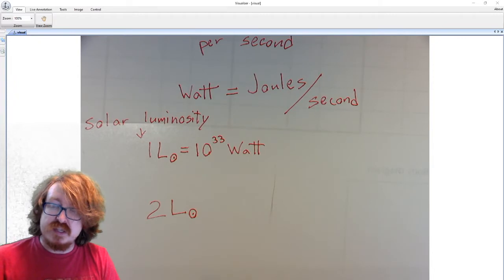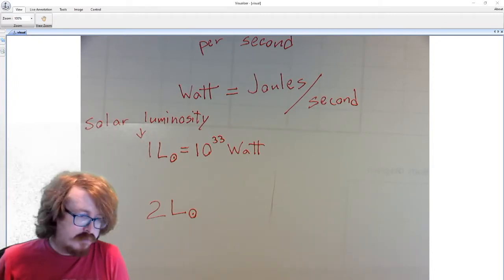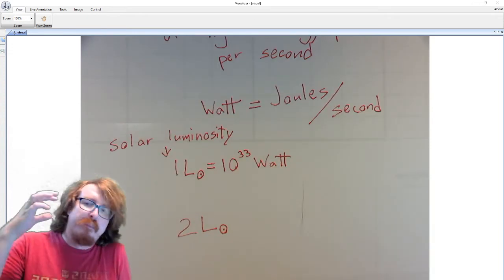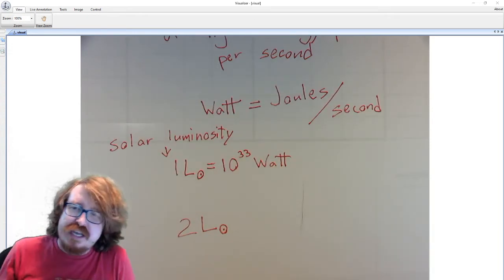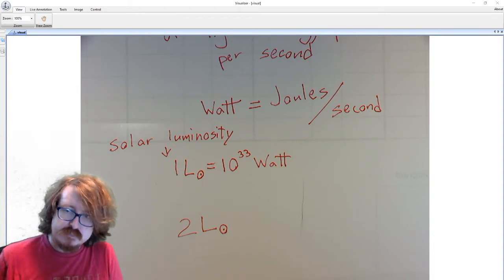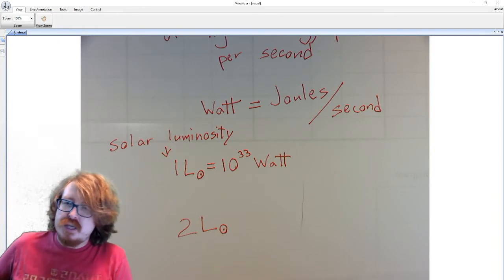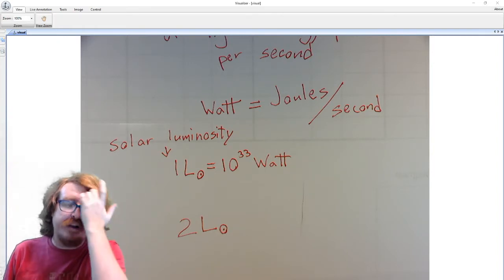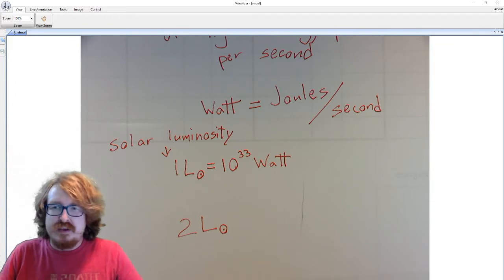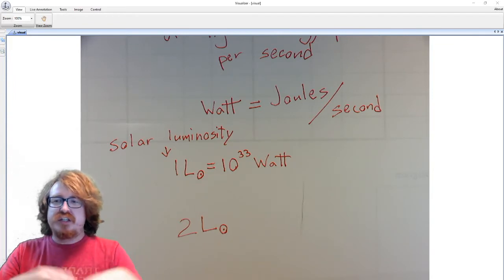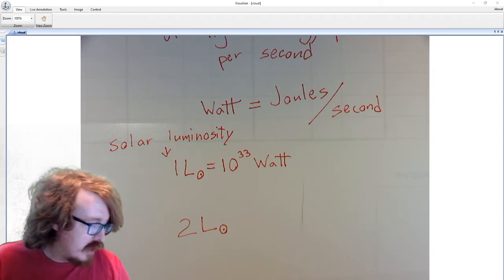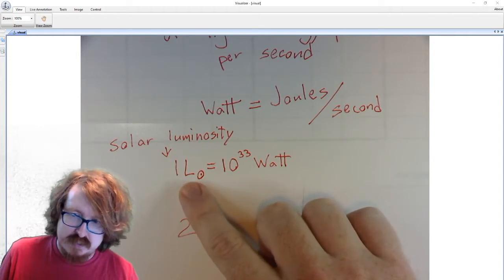2 solar luminosities would be twice the brightness of our sun, or twice the luminosity of our sun. And with that in mind, the brightest stars out there usually don't get above around 1,000 solar luminosities. So there are stars that are a lot brighter than our sun, but 1,000 is a number that's a lot easier to deal with than a bajillion watts. So luminosity is usually measured in solar luminosities.